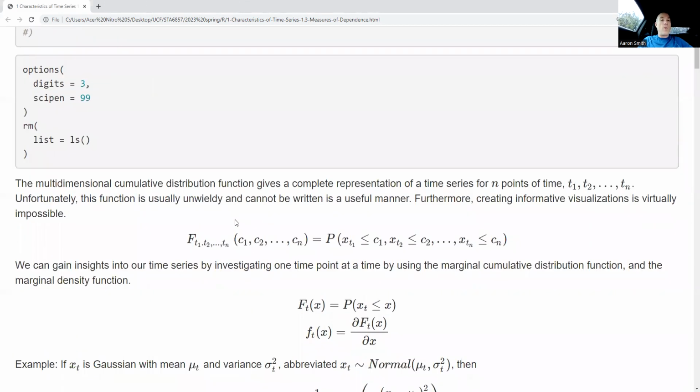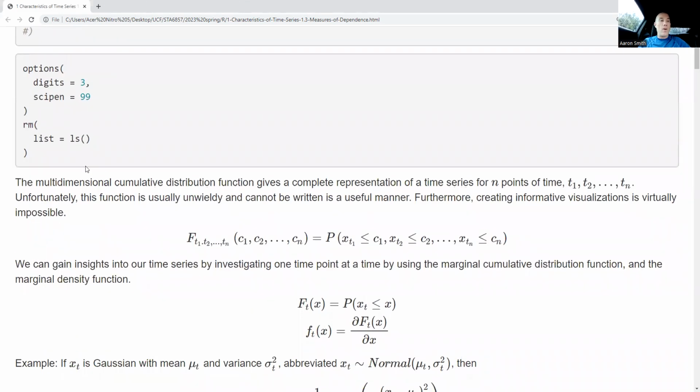First thing I'm going to do, just like I always do in any project, I make sure I have my workspace set up the way I want it. Here I am limiting output to 3 significant digits. And this says that I want to avoid scientific notation if I can. And this is just removing anything that's on my workspace when I run my code. Make sure you're aware of that before you run my stuff.